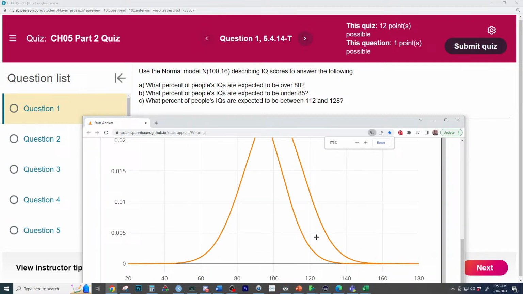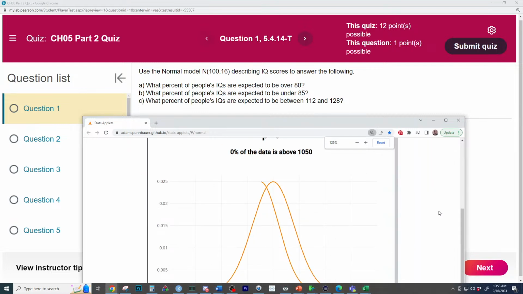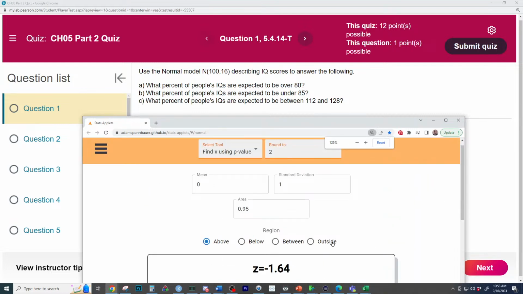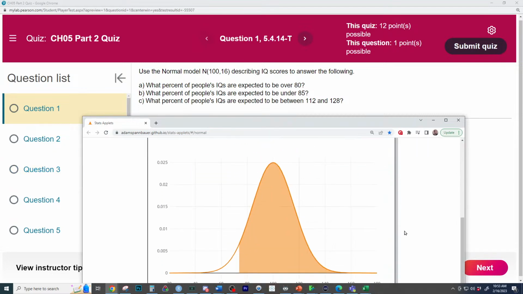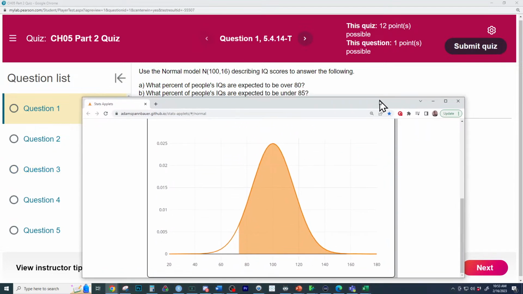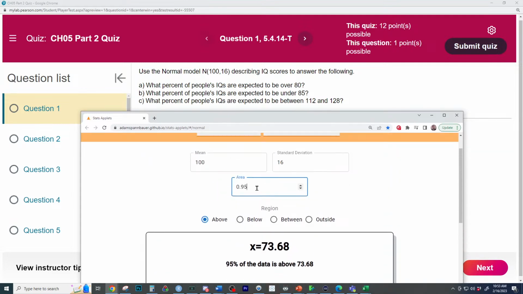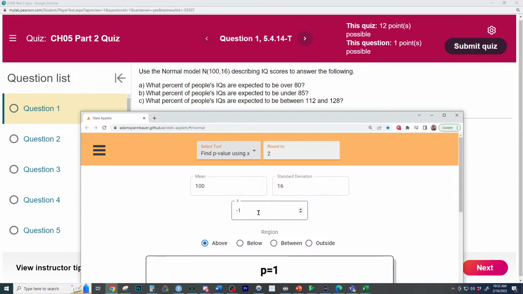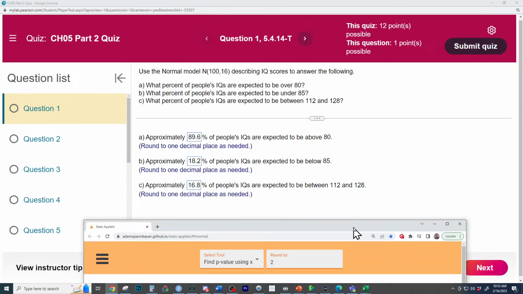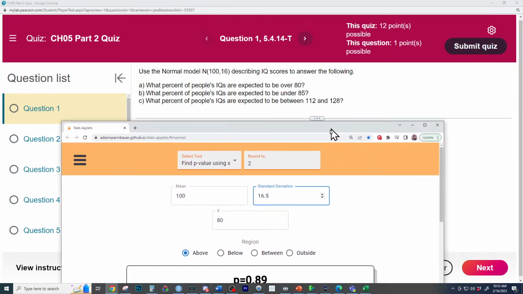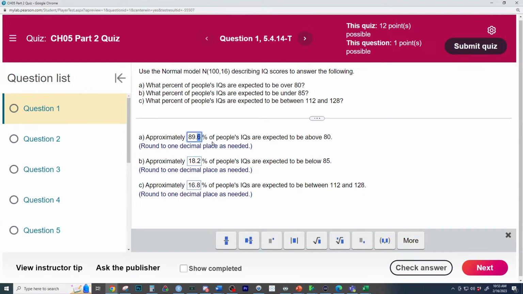So it's drawing the exact same curve we have on the, whoa, what did I do? It's drawing the exact same curve down here that we saw previously. So make sure to get the curve drawn. And then we say over 80, above, and we need to go to the second one right here, above 80. And to 2 decimals, or how many did it want? It wants to 1 decimal place as needed. It's actually 89 on the dot. We were pretty close, but not within the margin of error.